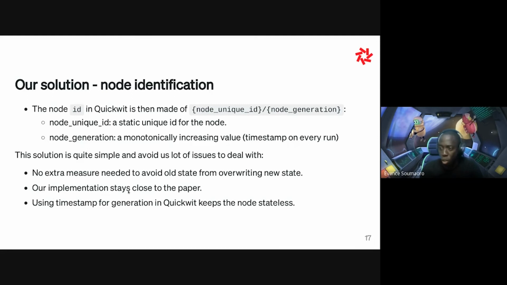Our implementation also stays close to the paper. We don't need to develop any extra layer or extension. And using the timestamp also makes sure our Quickwit nodes are stateless. We don't need to store something on disk and then restart it later. This is something we really care about, especially for environments like Kubernetes, where we don't want users to be managing those. We want to keep our nodes stateless.